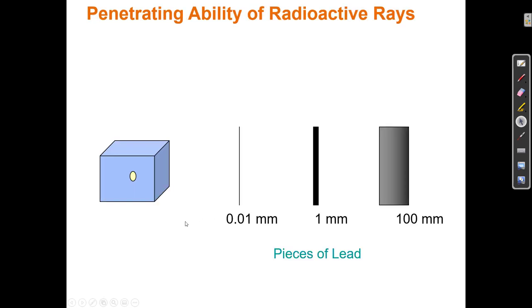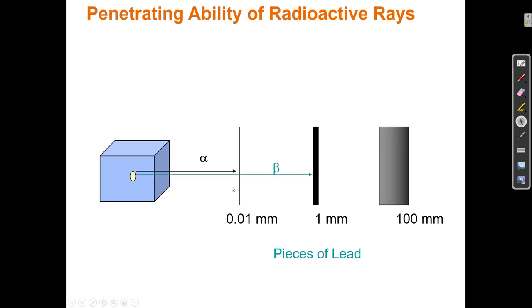So these different particles, not only do they have different charges, positive and neutral and negative, they also have different penetrating ability. Alpha particles do not go very far. They can't penetrate matter very far. They can only penetrate about 0.01 millimeters of lead. What that means is that alpha particles generally get absorbed by the first piece of matter that they hit. They interact with most matter.